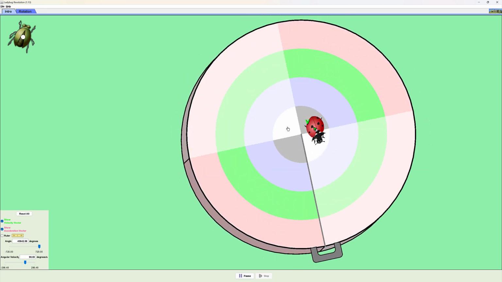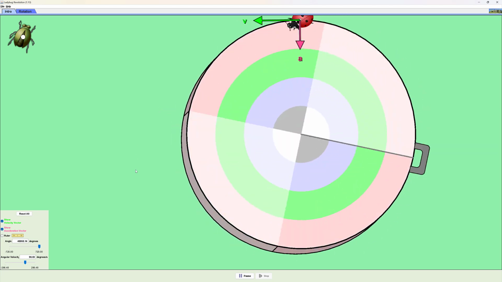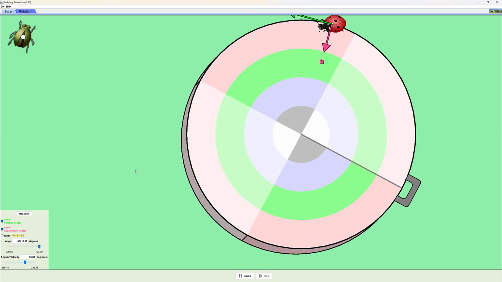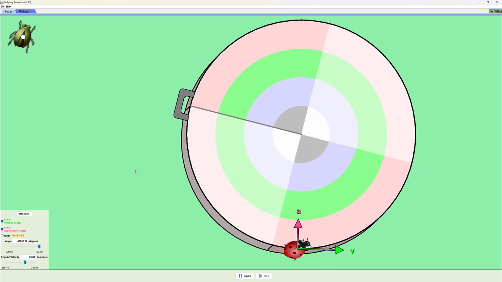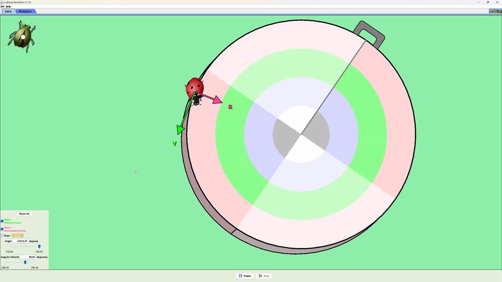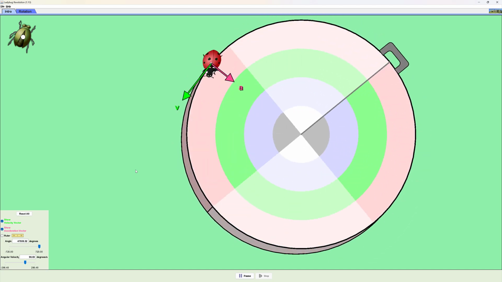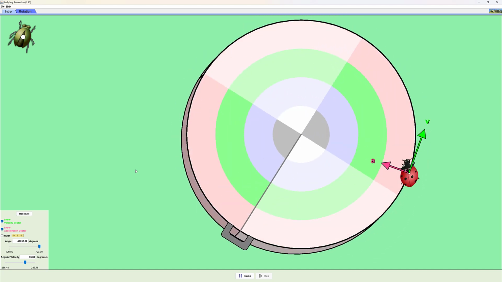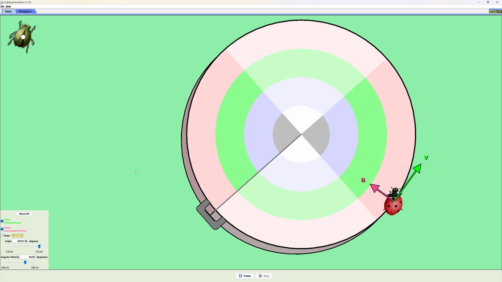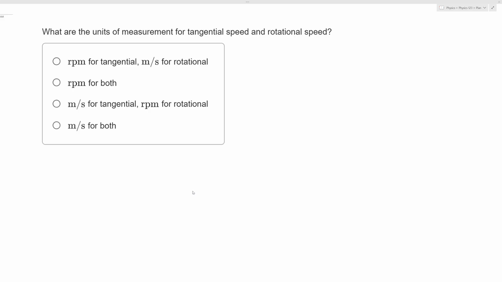Now watch what happens when I take the ladybug and move it out to an edge. The green tangential velocity vector is much longer. It's moving much faster from a tangential velocity point of view, but the rotational velocity of this ladybug remains at 96.83 degrees per second. So this is a good comparison of tangential velocity, which is that green vector, and the rotational speed of the ladybug, which is the same as the rotational speed of every other point on that carousel, because they move in unison.